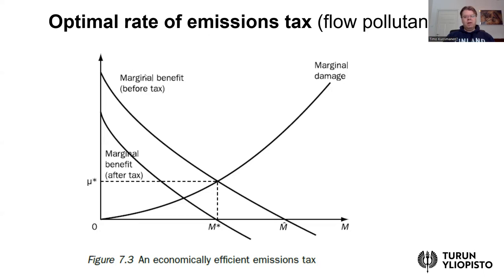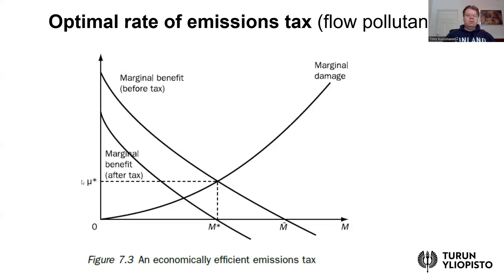So you can think about the marginal benefit as sort of like marginal revenue from this kind of fertilizer, and then marginal damage, you could think of it as the increasing marginal cost. And then it's easy to show that to maximize the societal net benefit, it is optimal to set the marginal benefit before tax equal to the marginal damage. So when the marginal benefit and marginal damage cross, in some sense this will be the optimal level of the pollutant. So this is how we get this M asterisk, which is the optimal level of pollutant.